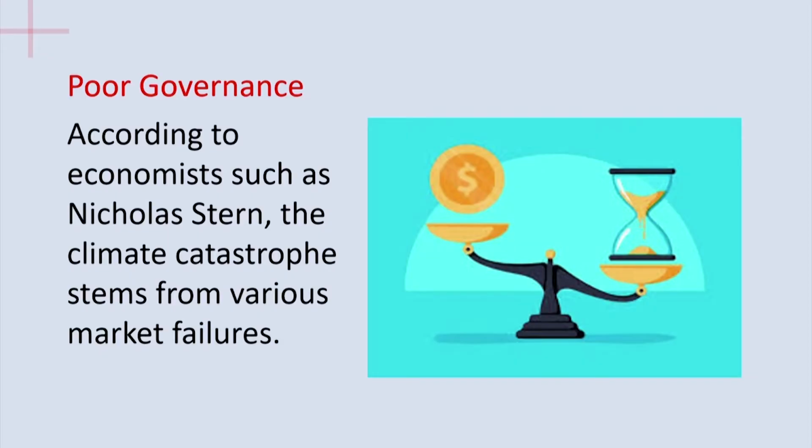According to economists such as Nicholas Stern, the climate catastrophe stems from various market failures. Economists and environmentalists have urged policymakers for years to increase the price of activities that emit greenhouse gases, one of our greatest environmental pollutants. The absence of what constitutes the greatest market failure is the failure to introduce carbon taxes globally and make them mandatory.